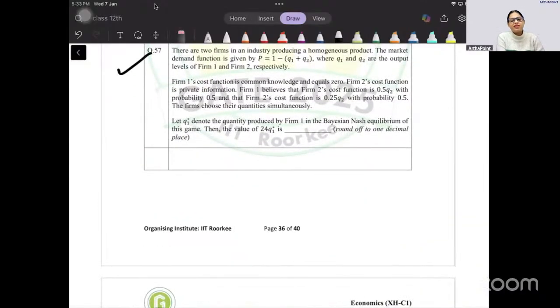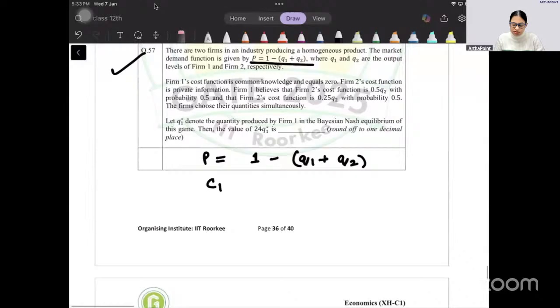Question number 57. Go ahead, give it a try. There are two firms in an industry producing homogeneous product. Market demand function is given: P is equal to 1 minus (Q1 plus Q2). Firm 1's cost function is common knowledge and equal to 0, C1 is 0. Firm 2's cost function is private information.